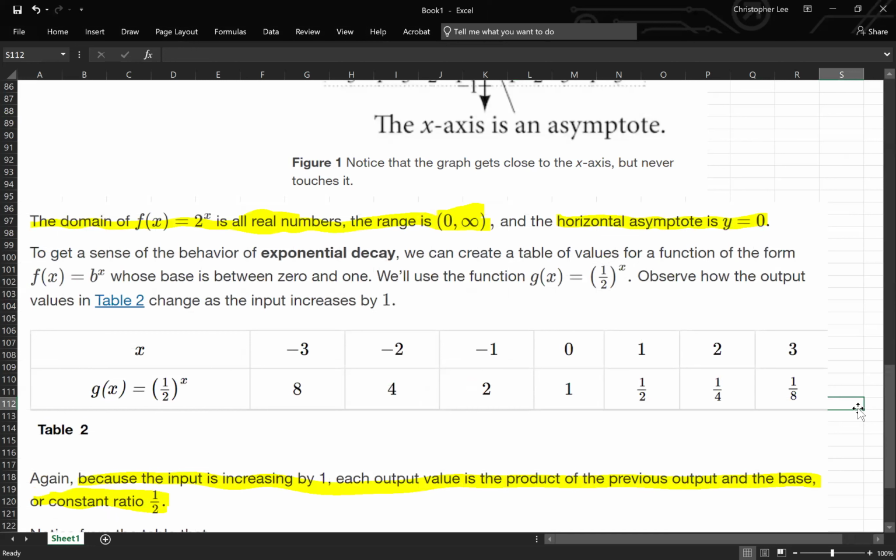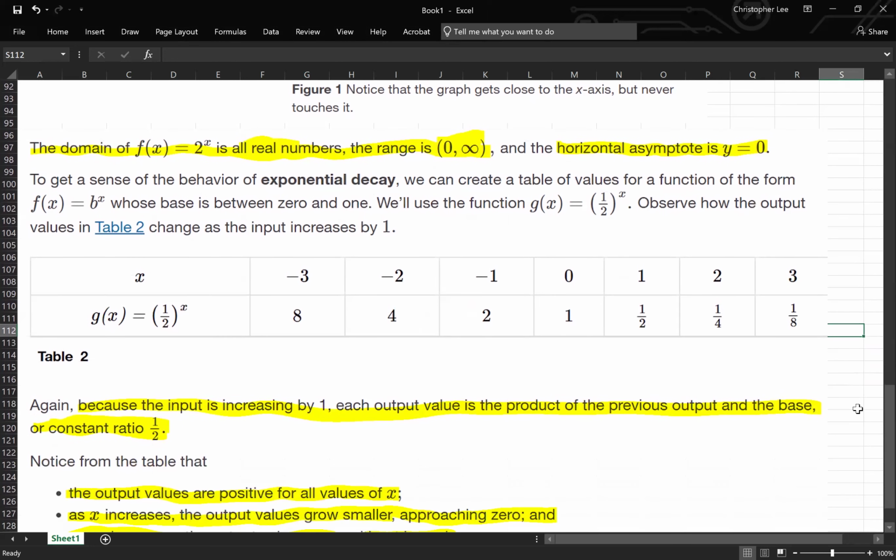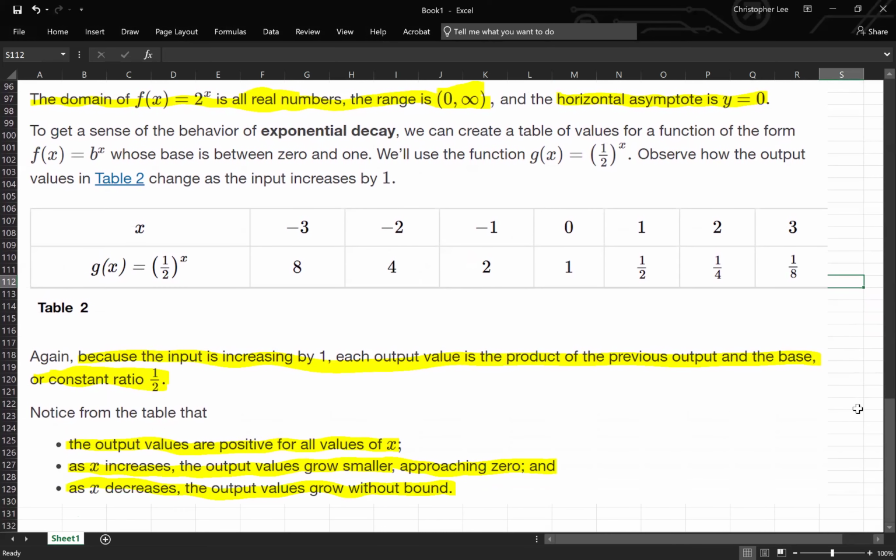So the domain of f of x equals 2 to the x power is all real numbers, and the range is 0 to infinity. For the exponential function, your domain is all real numbers, negative infinity to positive infinity, your range is from 0 to infinity, and the horizontal asymptote is y equals 0, the x-axis.